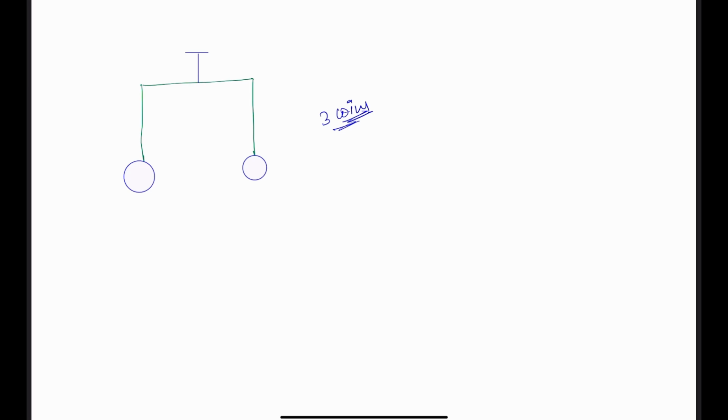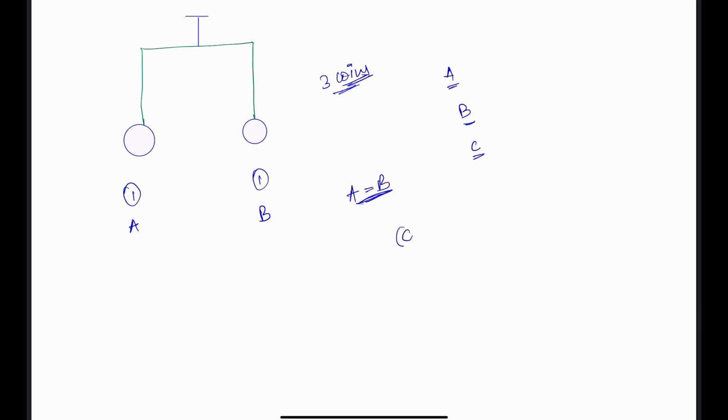First of all I will put 1 coin here. Suppose I have 3 coins, A, B and C, these are the names of the coins. If I keep A and B on the balance and it comes out equal, A equals B, then we don't need to weigh again. If A equals B, then C is obviously fake. We don't need to weigh A and C or B and C again. This part is already understood, because if A is equal to B, then C is fake.